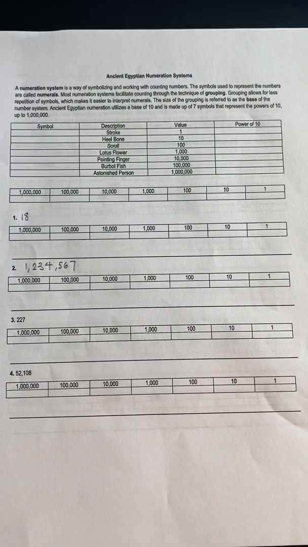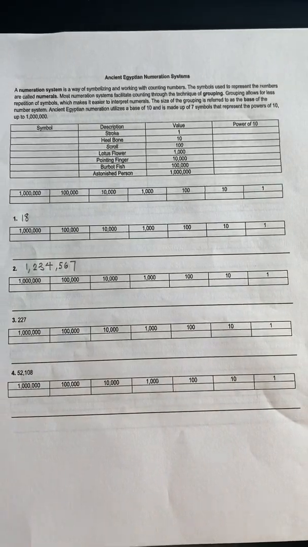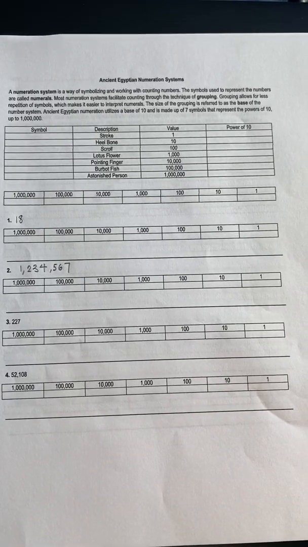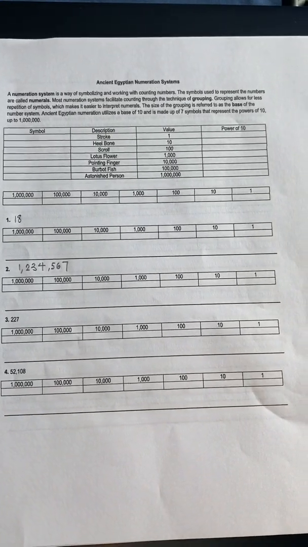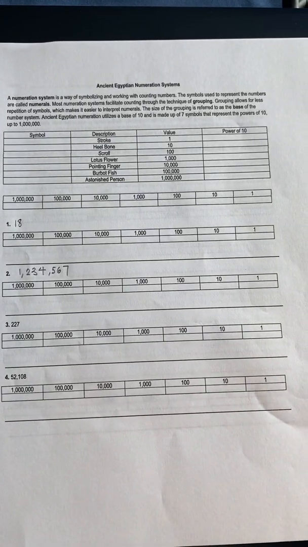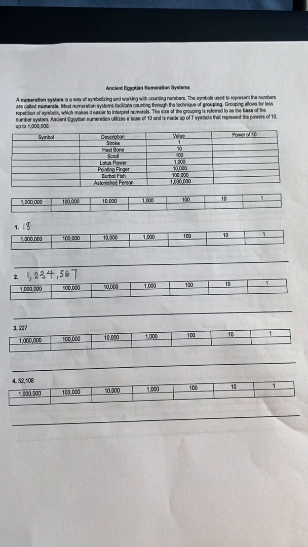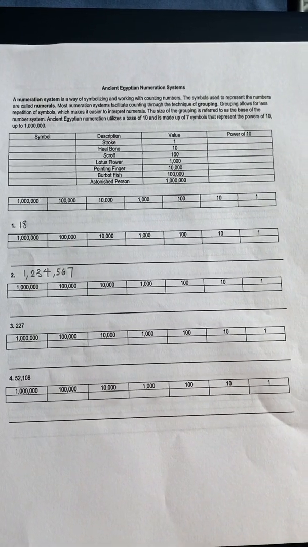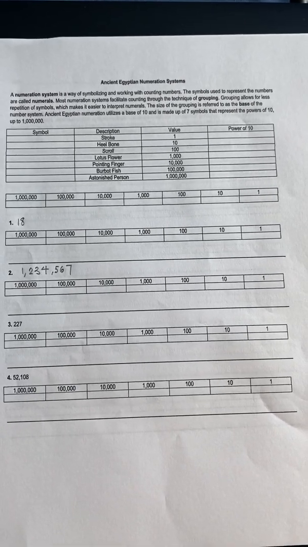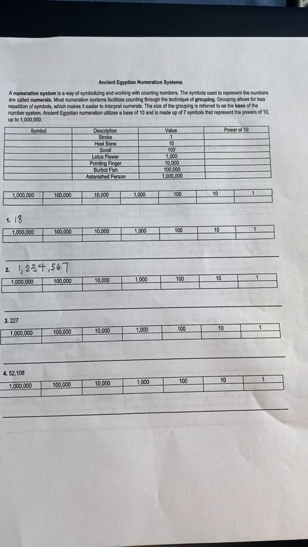There are no decimals, there are no fractions. These are just our natural counting numbers. The symbols used to represent the numbers are called numerals. Most numeration systems facilitate counting through the technique of grouping. Grouping allows for less repetition of symbols, which makes it easier to interpret the numerals. The size of the grouping is referred to as the base of the number system.